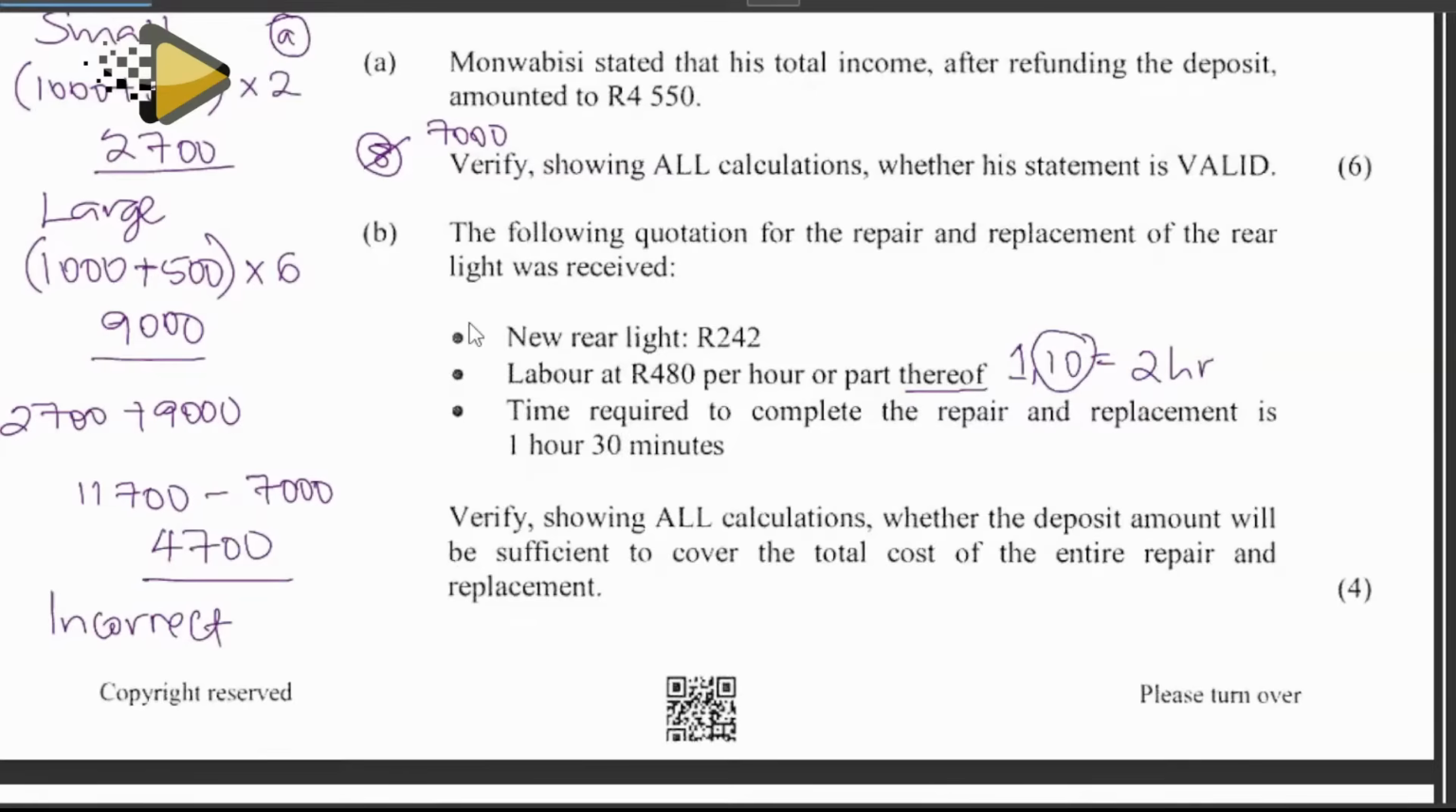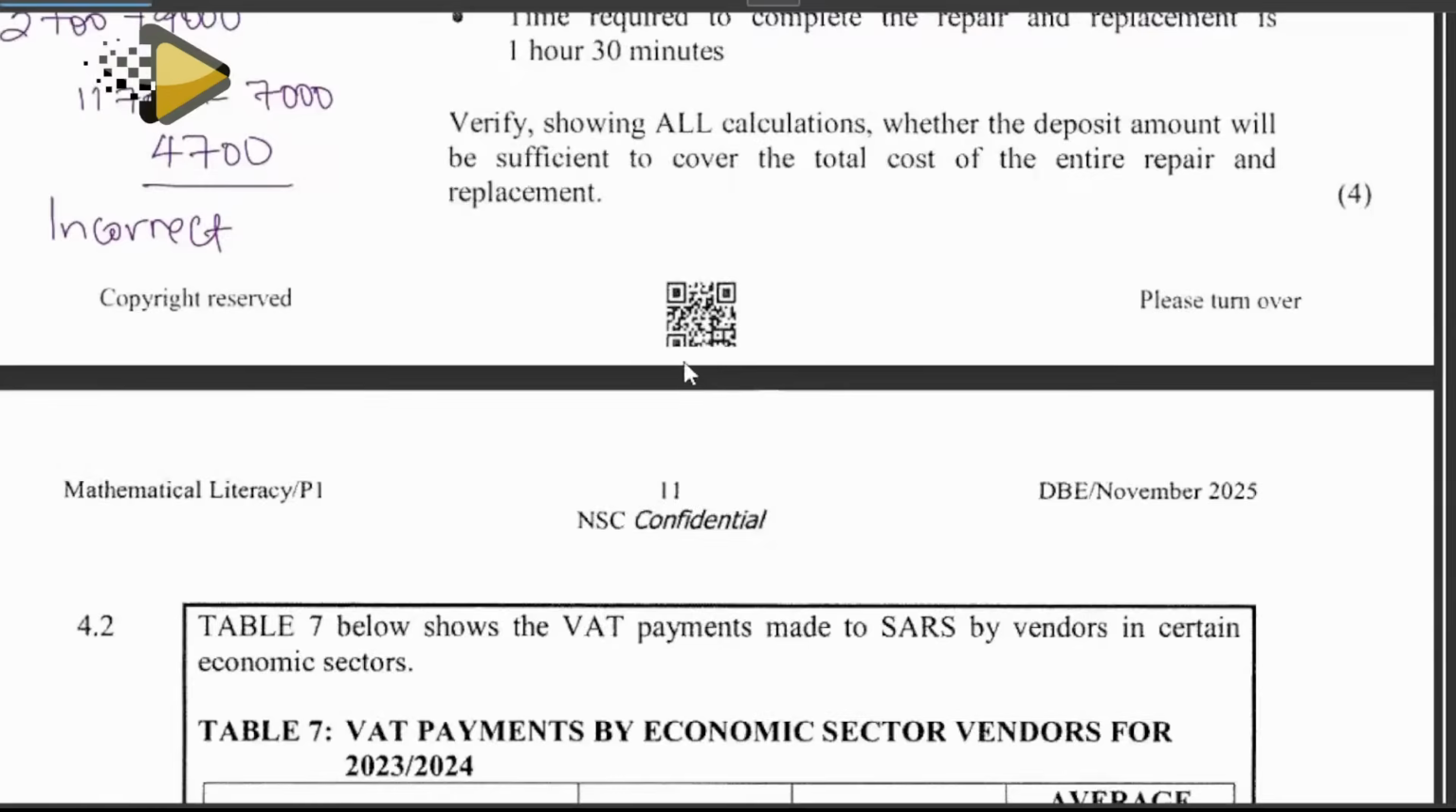So then what are we going to do? They're telling us, verify showing all calculations whether the deposit amount will be sufficient. Will it be enough to cover the total cost of the entire repair and replacement? We shall start with buying the light plus the 2 hours the guy is going to work for, and each hour is going to charge 480. Okay, so let's find out how much that is. 240 plus 480 times 2. You have the answer as 1,202 rands. And we shall say it's insufficient.